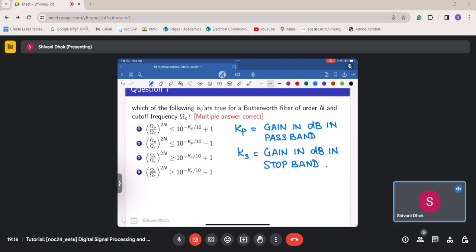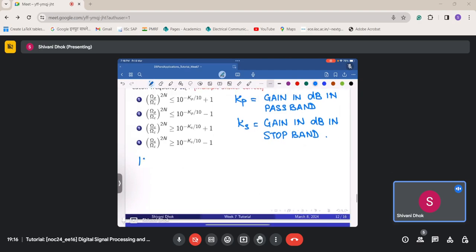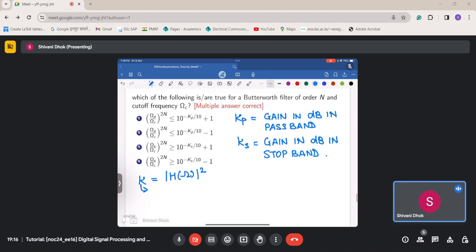And what do you mean by gain? So this gain here, K, is basically magnitude of H of omega squared. And of course, this is the maximum gain that you can have in passband, and this is the min thing that you can have in stop band, and this is max.